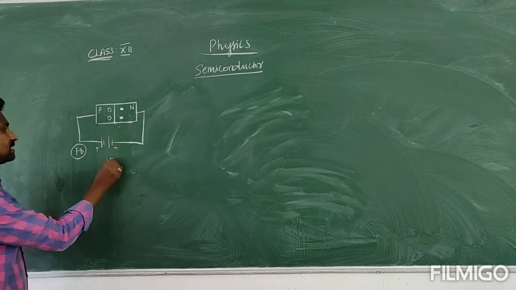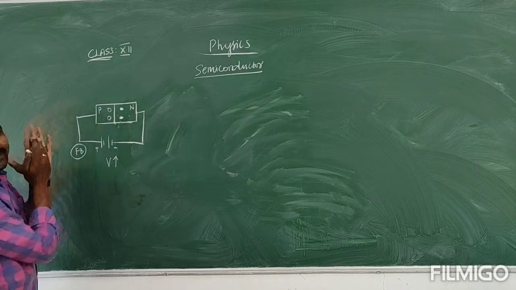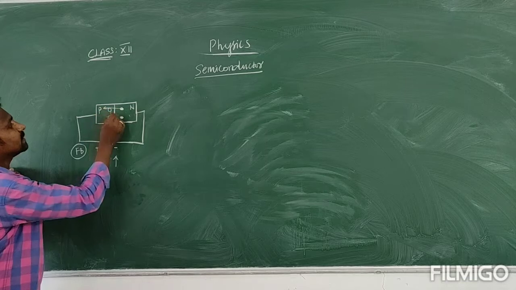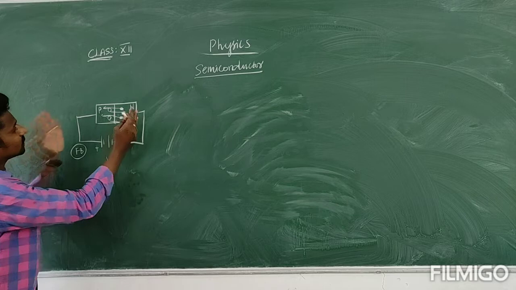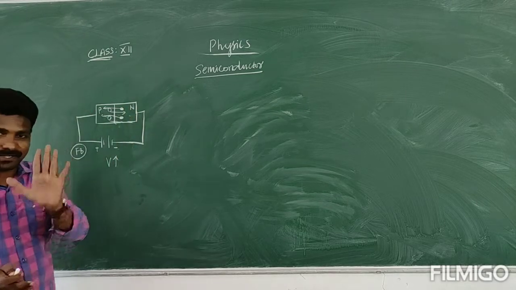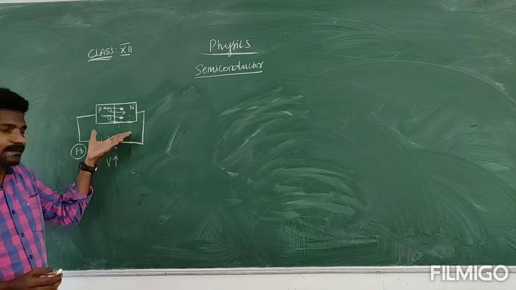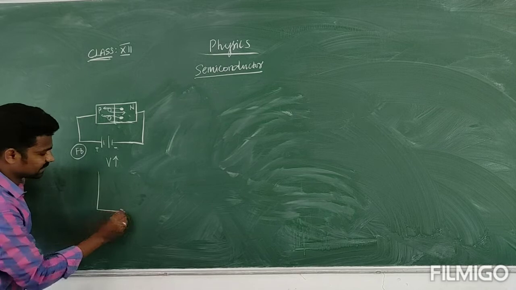When the potential is increasing, what happens? The depletion region is reducing. That means the electrons transfer to the P side and the holes are transferred to the N side, so that the region is reducing. So what happened here? I will explain with the help of this energy level diagram.